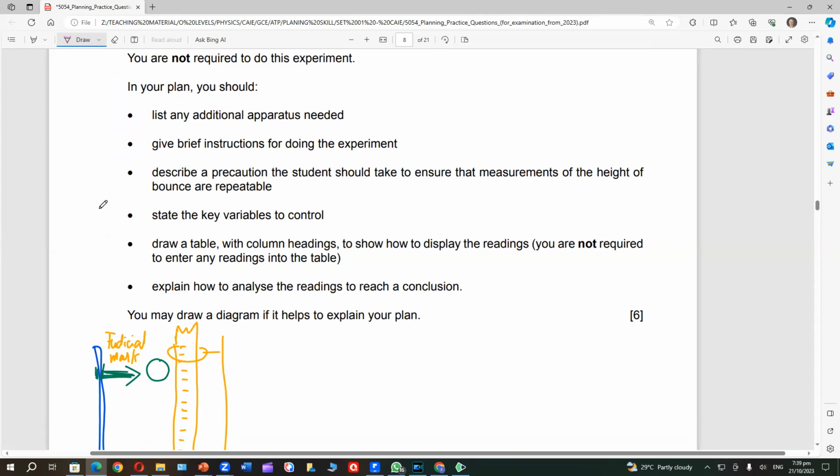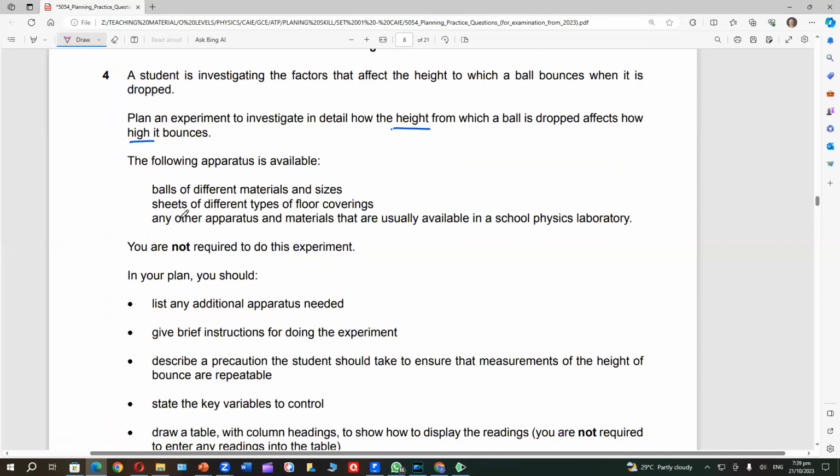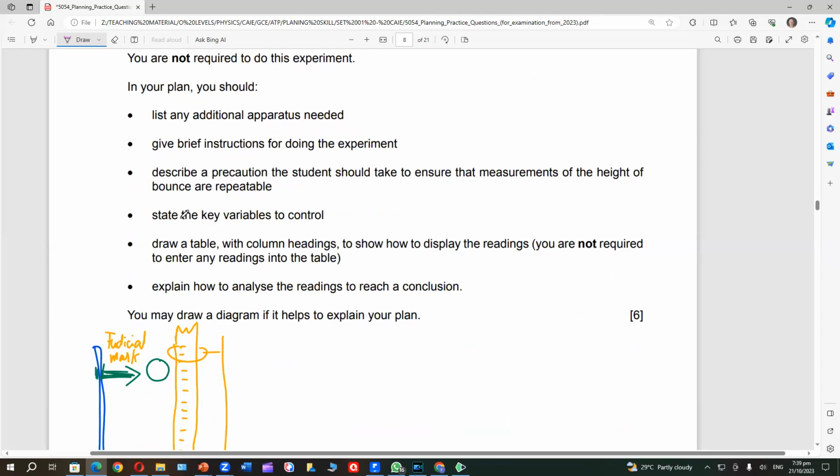And now what are the variables? There are two heights. Capital H, the drop height, I will change. And small h, the rebound height.